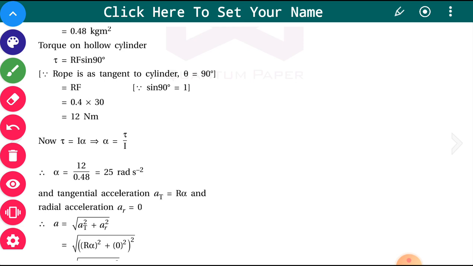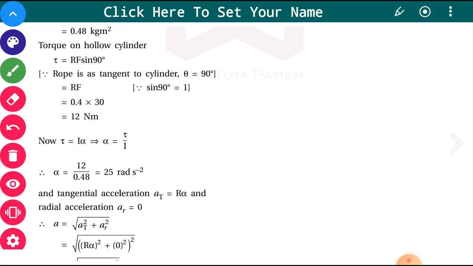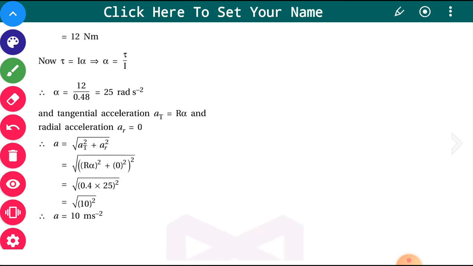Torque is I alpha, so alpha can be calculated easily. Torque tau is 12 Newton meter, I is 0.4 kg meter square, get the value of alpha. Tangential acceleration AT is R alpha and radial acceleration is 0. So tangential acceleration AT is equal to R into alpha. We just have to find R into alpha. That will be 10 meter per second square.